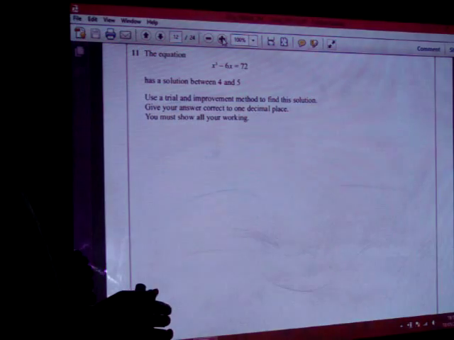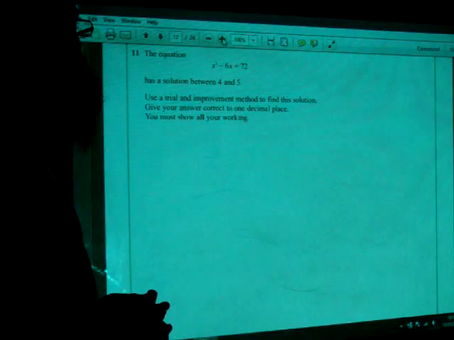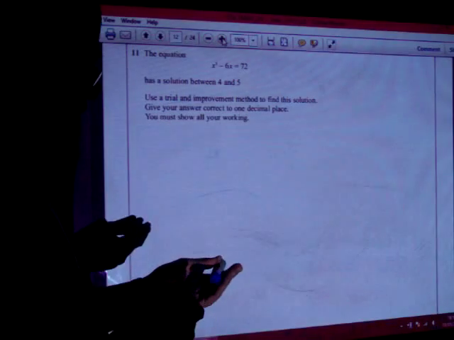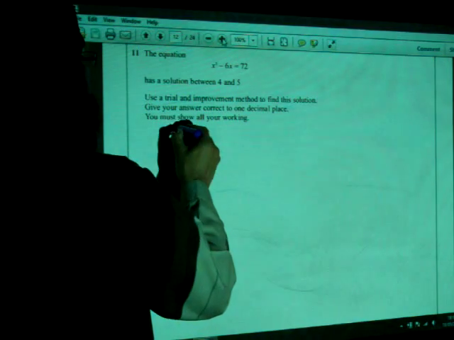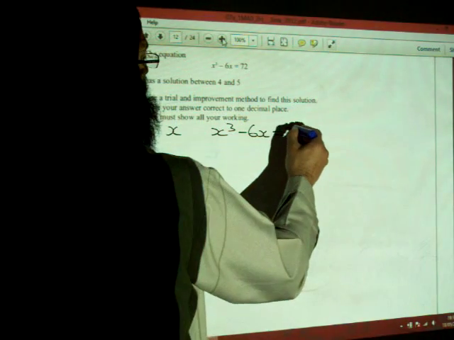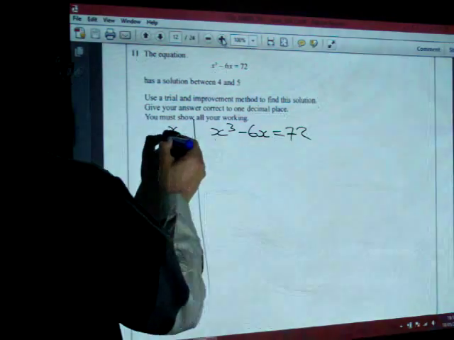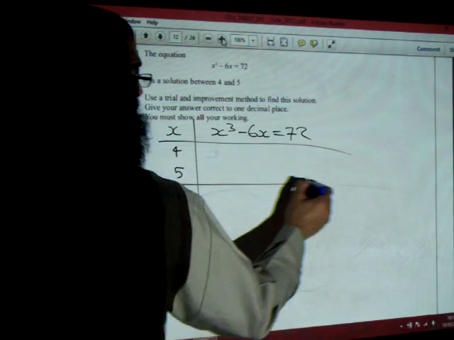The equation x cubed minus 6x is equal to 72 has a solution between 4 and 5. That's where we start. So let's write down x cubed minus 6x is equal to 72. That's what we want to get. We start off with what they tell us first, which is 4 and 5.